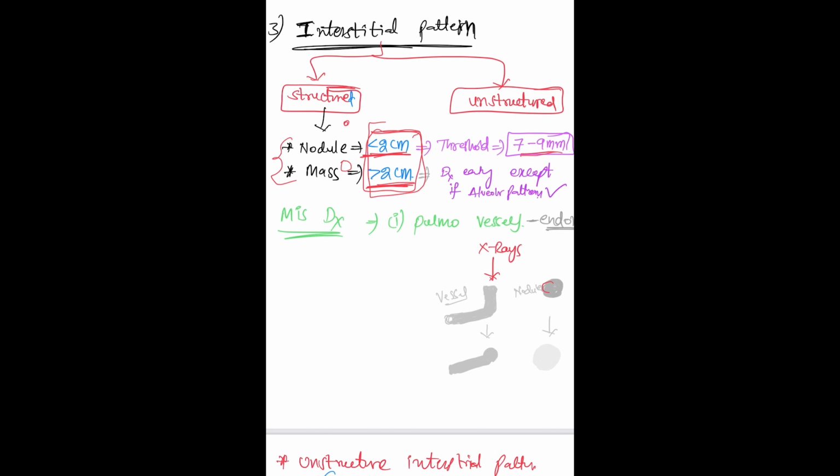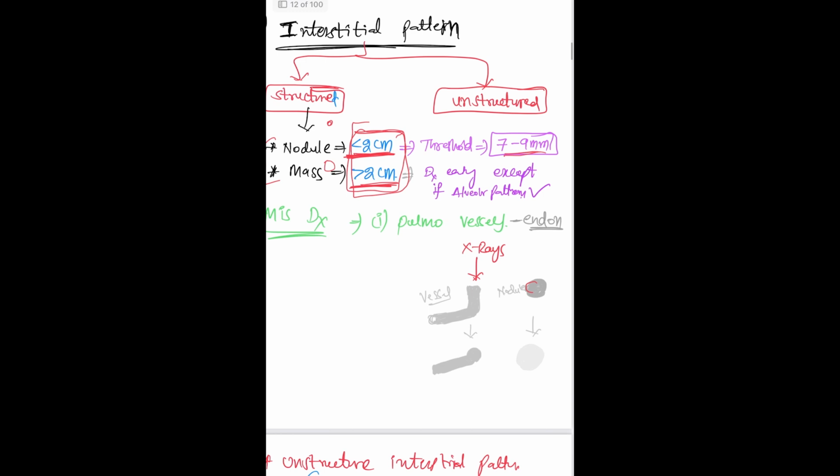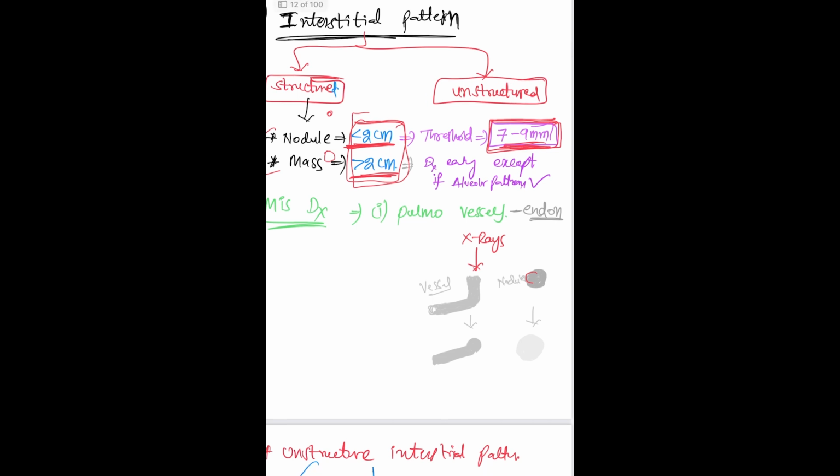Even if the nodule is less than 2 centimeters, there is a threshold level for the nodule to appear on the radiograph. It should be at least 7 to 9 mm in size, and only then will it be visible radiographically. That is not true with the mass, because masses having a diameter of more than 2 centimeters can appear very easily in the radiographs.